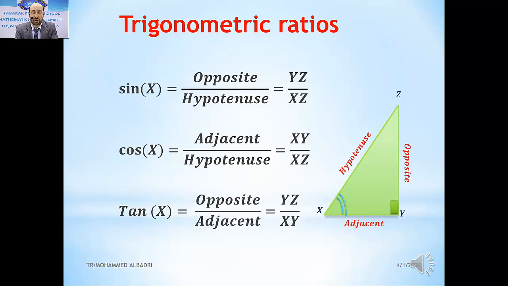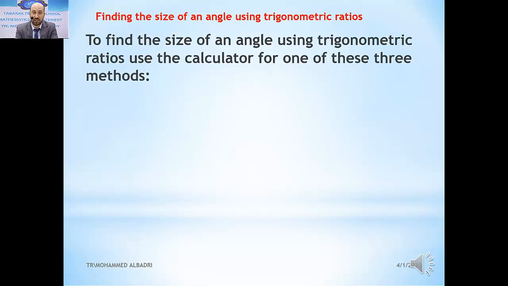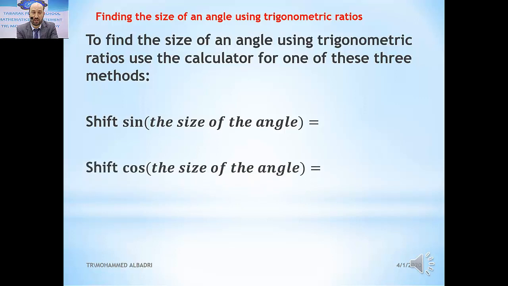For the first example, before we take it, we have to know how we could find the size of any acute angle using the trigonometric ratios, because we will need the calculator to find it. So to find the size of an angle using trigonometric ratios, you use the calculator with one of these three methods. The first, shift sine the size of the angle. The second, shift cosine the size of the angle. The third, shift tan the size of the angle.